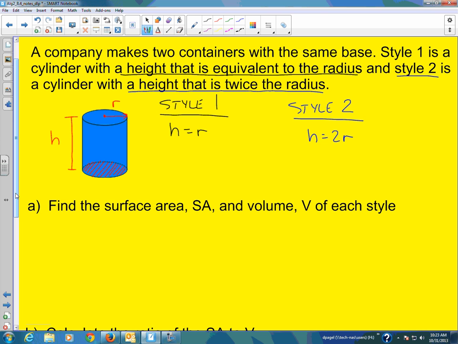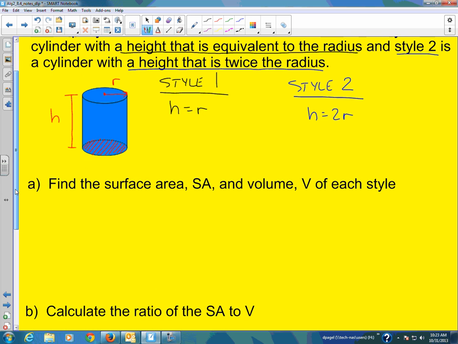Surface area is the amount of material needed to make the cylinder, assuming we have a top and a bottom and then a round part. Volume is how much stuff we can put into it. So when I change the height this way, what's that going to do to volume? What's that going to do to surface area?